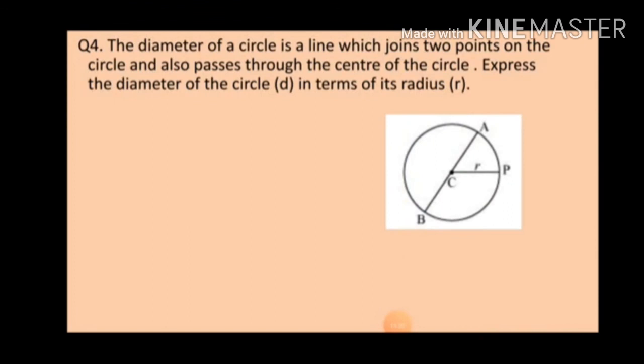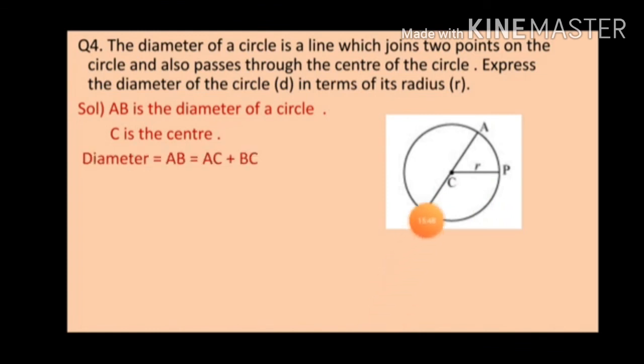Now come to question number 4. The diameter of a circle is a line which joins two points on the circle and also passes through the center of the circle. Now we have to express the diameter of the circle, that is D, in terms of its radius R. So children, you can refer to this figure present on the screen. From the figure we know that AB represents what? Diameter. And PC represents what? Radius of the circle. And C represents what? The center of it.